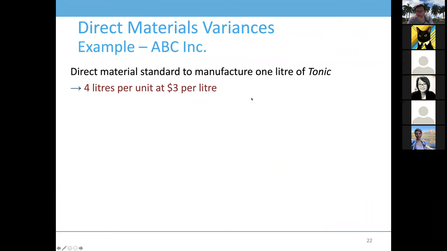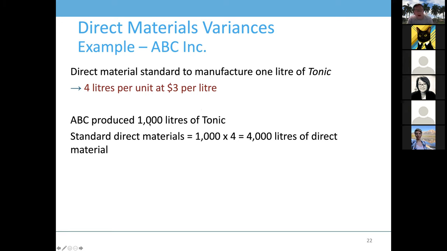Okay, so now let's take a look at this example. The manufacturer makes a drink. For 1 liter, you need 4 liters of the direct material, and each liter of the direct materials is $3. Suppose the company produces 1,000 liters of the drink. Because each liter uses 4 liters of materials, you are going to need 4,000 liters of the direct materials. That's the standard quantity. And the standard cost, for each liter it costs $3, so 4,000 times 3 is 12,000. That's your standard cost.